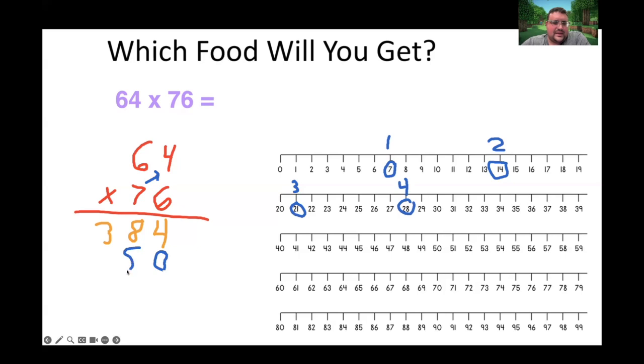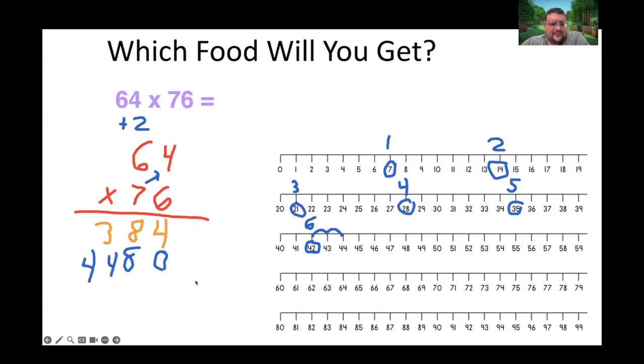Put my 8 at the bottom, my 2 at the top. I only did 4 times. I got to do it 6. Let's do it 2 more. 7 times 5 is 35. 7 times 6 is 42. Don't forget to add the 2. 1, 2. What do we get? 44.